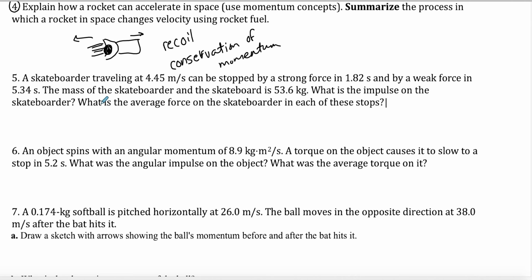Okay, so you need the impulse on each one of these, okay? And actually the impulse will be the same, right? Because either way, we're going from 4.45 meters per second to a stop. So that means the impulse is going to be the same, but the force is going to be different, okay? So for the first one, we're just doing change in momentum. I guess for both of them, we're doing change in momentum. The skateboarder is 53.6 kilograms. And the speed is going from 4.45 meters per second to 0. So we do final minus initial.